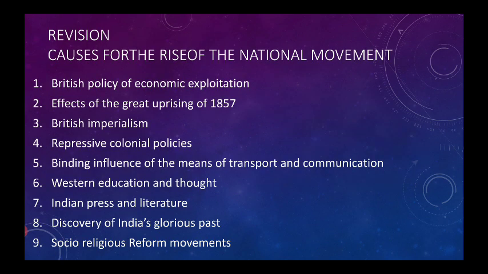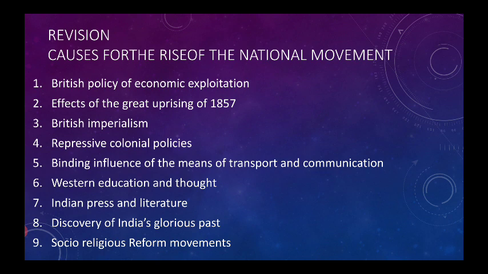So let's revise what we have learned in the last class. Causes for the rise of national movement. How did this national movement come together? How did they unite themselves? So first one is British policy of economic exploitation. That is nothing but the one-way trade and exporting of the raw material to England and dumping the finished goods in Indian markets, and effects of the great uprising of 1857.